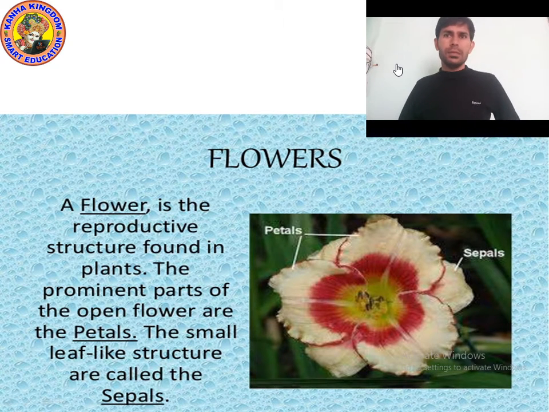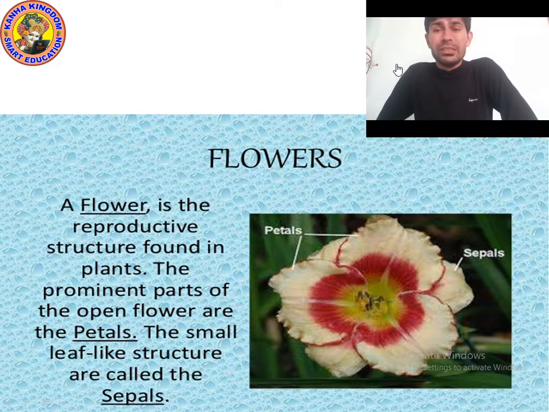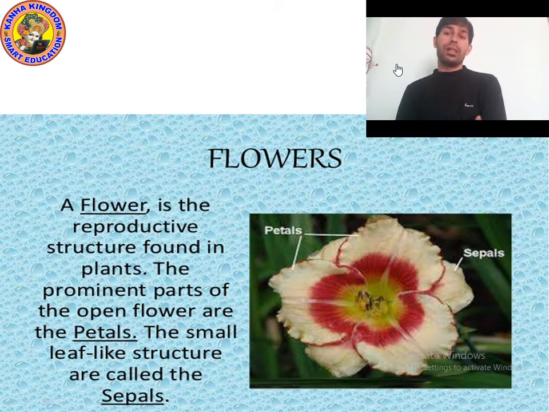Okay, so as you can see the picture of flower, different plants have different flowers. Some plants do not have flower. Yes, like monera plants do not have flower. Protista do not have flower. Yes, they do not have. But some have flowers like rose plant.